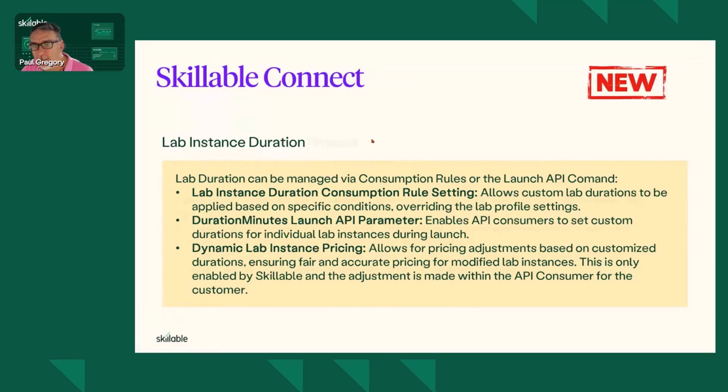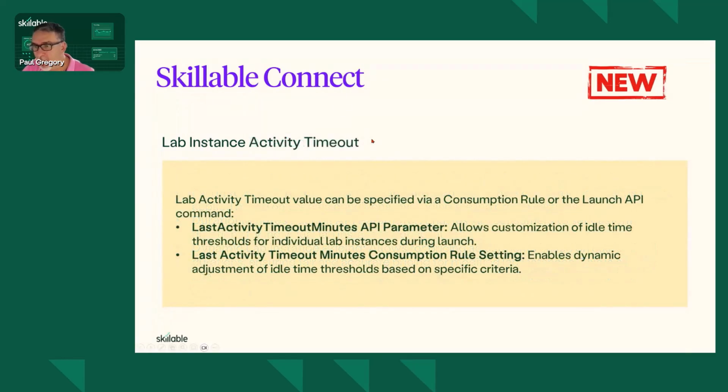The other feature we have, and again, it fits into the same area, is being able to adjust the instance activity timeout. This is the timeout that controls things like autosave. So it's the ability to use an API to adjust the autosave values on launch. This was tied to a specific customer request, which allows them, depending on whether they're using a lab for a self-paced scenario or an instructor-led scenario, to control this timeout.